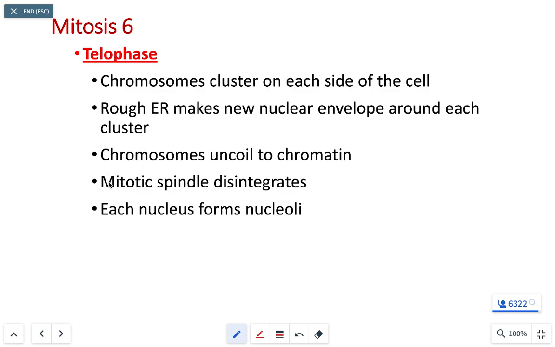After the new nucleus forms, the chromosomes will uncoil to form chromatin. The mitotic spindles disintegrate, and the building blocks are recycled, and each nucleus will have a new nucleoli form.